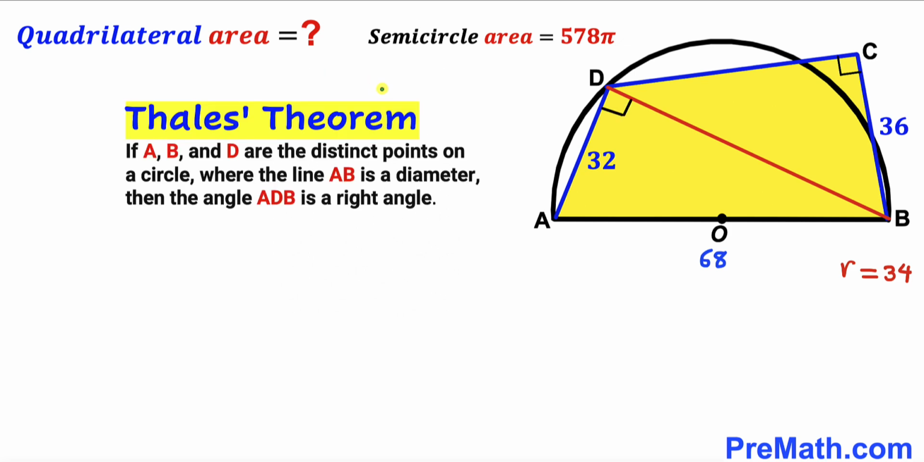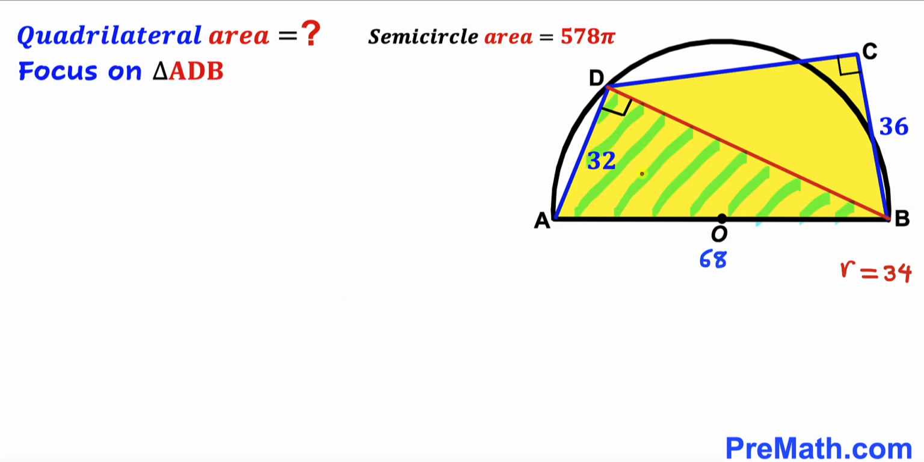And now let's recall the Thales theorem. According to this theorem, if A, B and D are 3 distinct points on a circle where the line AB is the diameter, then the angle ADB is going to be a right angle. In other words, it's going to be a 90 degree angle. So no wonder this angle ADB is going to be 90 degrees, since all these points are on this semicircle and this AB is the diameter. And here's our next step.